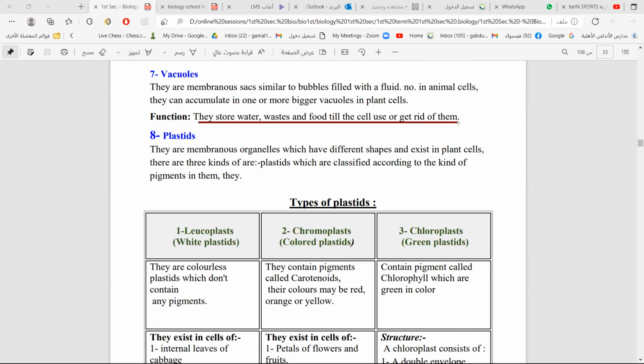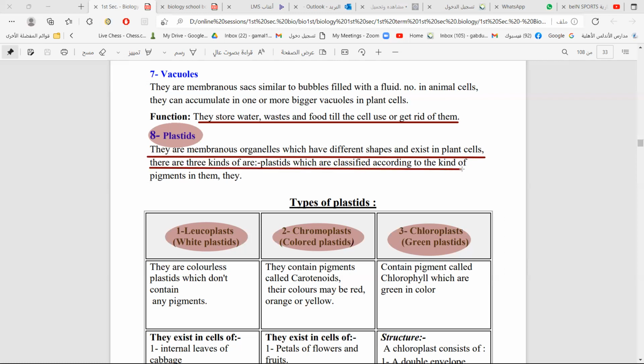The plastids are the last organelle of the cell. Not only green plastids, we have different colors of plastids. We have chloroplasts, or green plastids; chromoplasts, which are colored plastids; and leucoplasts, which are white plastids. They are found in plant cells only, and some algae, and are classified according to the kind of pigment in them.